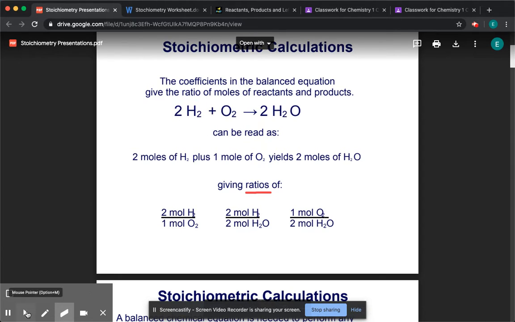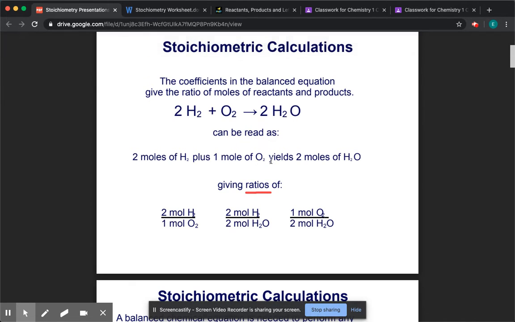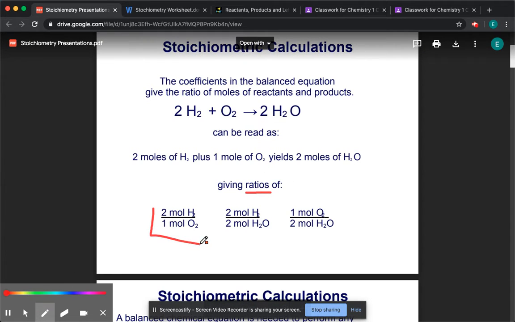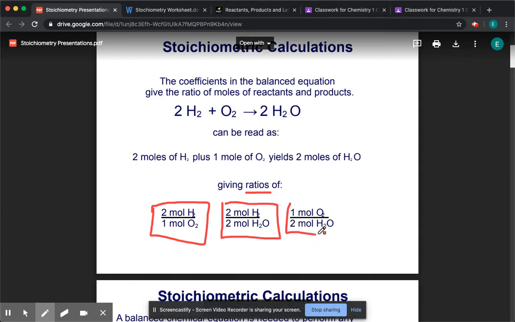So I just told you one way to read this equation is that 2 moles of hydrogen and 1 oxygen make 2 waters. That's the recipe: 2 moles of H2 plus 1 mole of O2 yields 2 moles of H2O. How you're going to set it up is in this ratio form. I'm assuming you guys are all familiar with ratios and how they're applied.